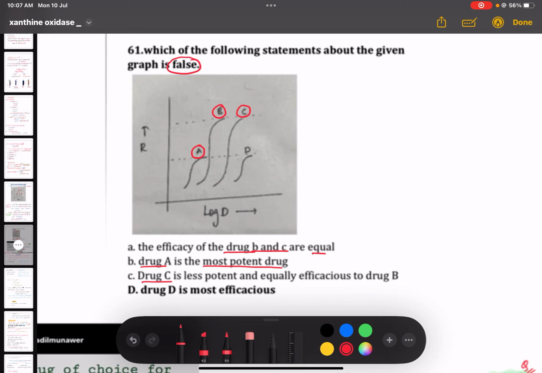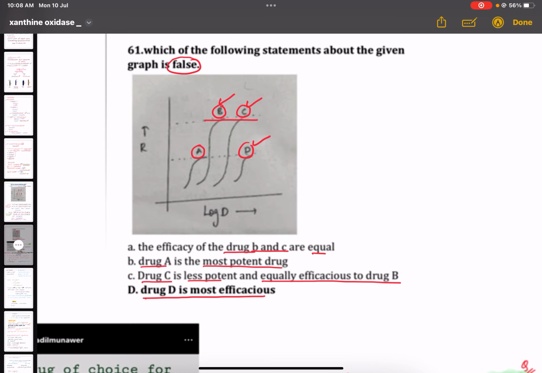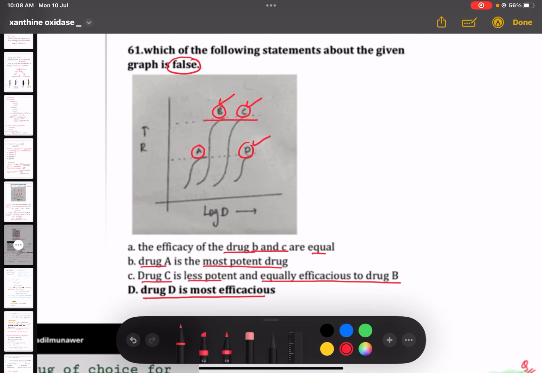Drug C is less potent and equally efficacious to drug B. Yes, it is also correct that drug C is less potent. Why? Because it is on the extreme right position and equally efficacious to drug B. Yes, they have equal height, that's why they are equally efficacious. Drug D is most efficacious. No, it's wrong. Most efficacious drugs are drug B and C. Drug D is the least potent drug because it is on the extreme right position.